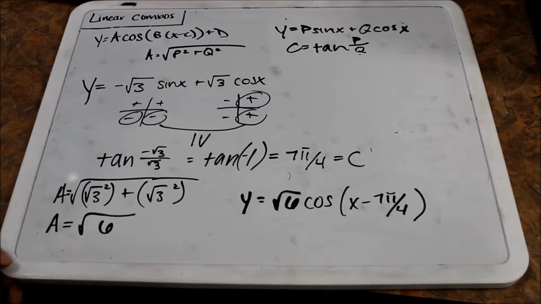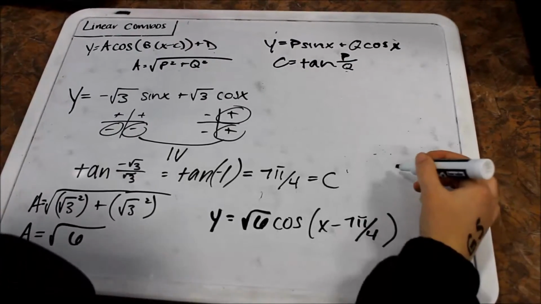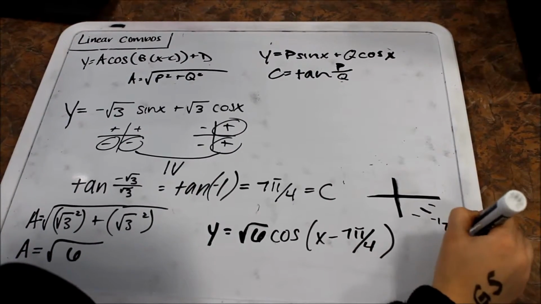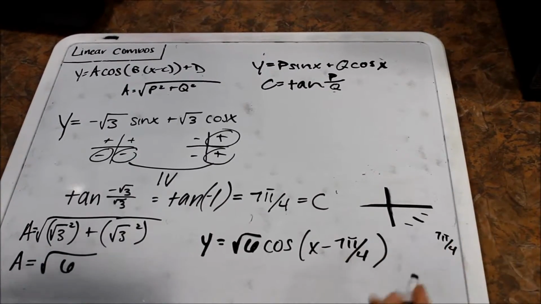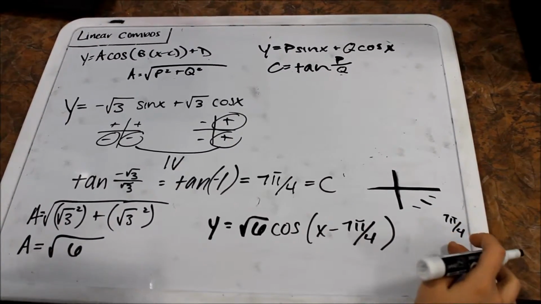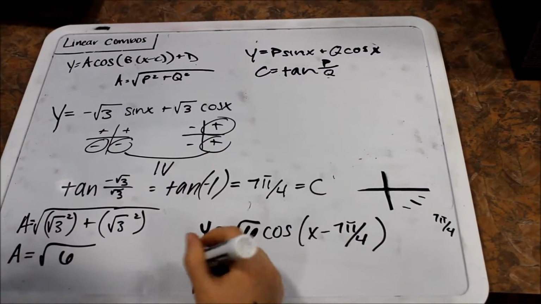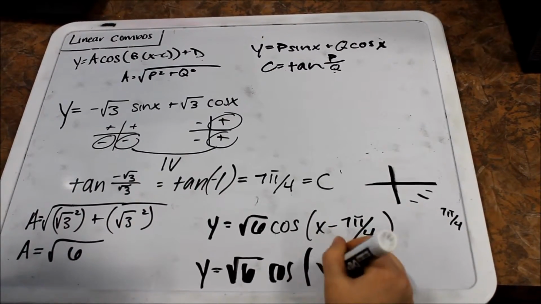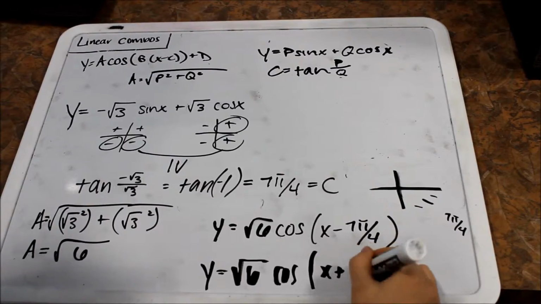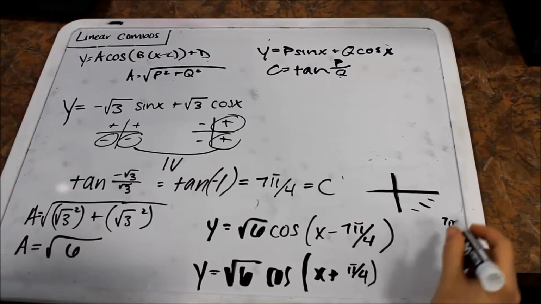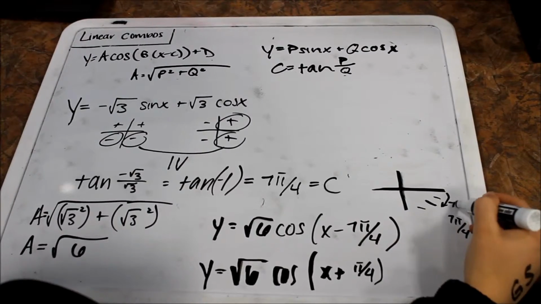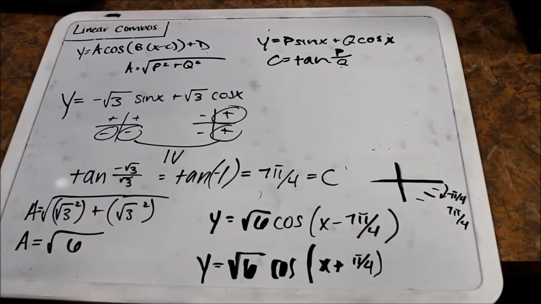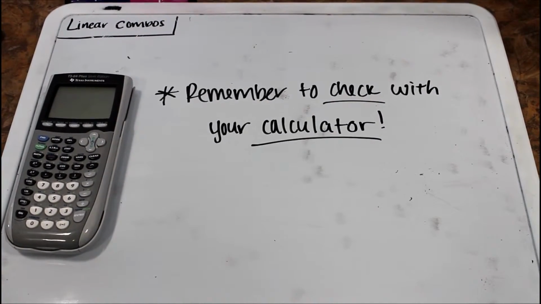Alright, so we have this equation, but since we know tangent of negative 1 right here is at 7 pi over 4, so here's the negative 1. We also know there's a coterminal angle for this. So another equation we can write is y equals square root of 6 cosine of x plus pi over 4, because this is actually negative pi over 4, which is also equal to 7 pi over 4 if you're moving around the unit circle. Remember to check with your calculator.